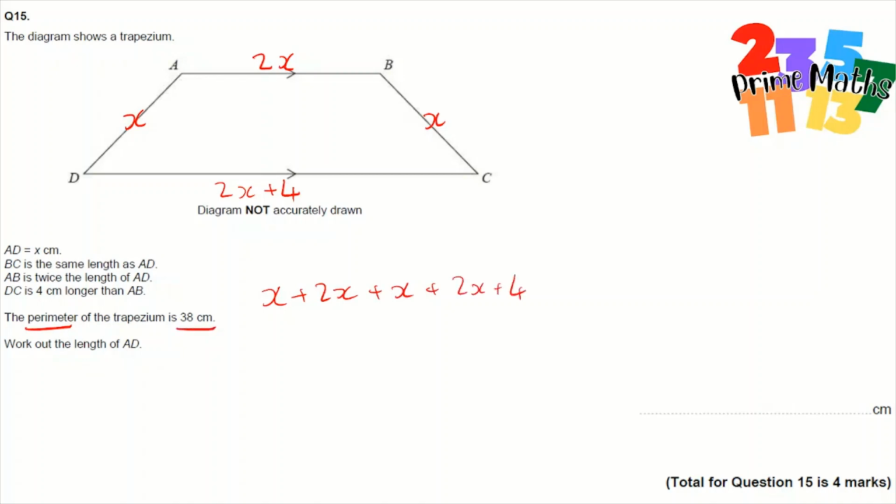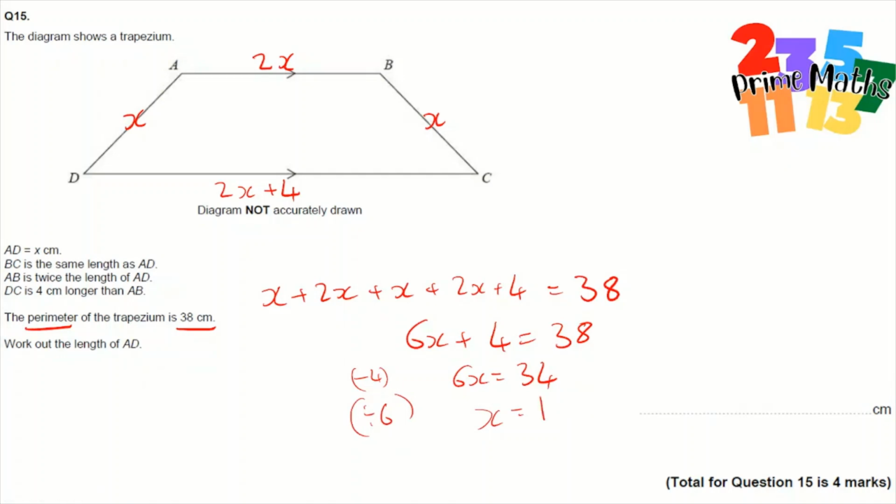And it tells us the perimeter is 38. We can set that equal to 38. I'm going to collect the like terms, so we end up with 6x plus 4 equals 38. Subtract 4 from both sides, 6x is equal to 34, and then divide both sides by 6 to get that x is equal to 17 over 3. The question wants the length of AD. AD is x, so that just means 17 over 3, or we can leave this as 5 2/3.